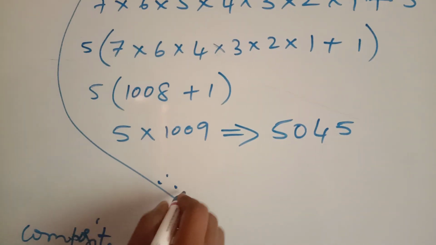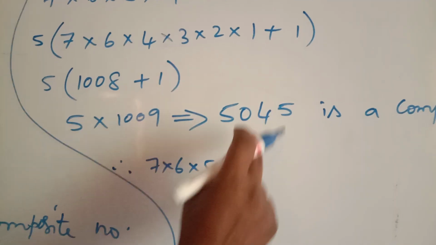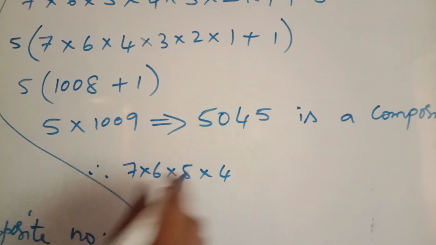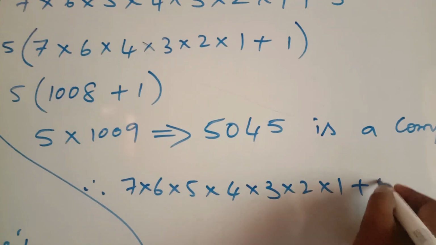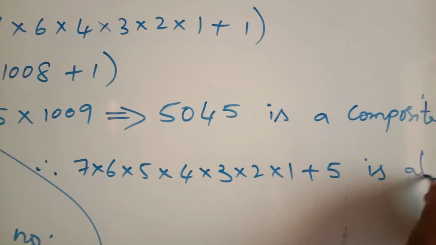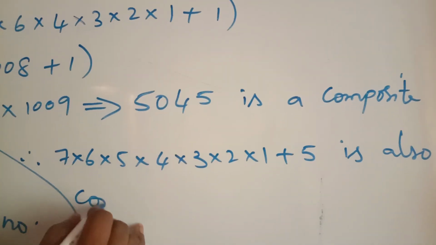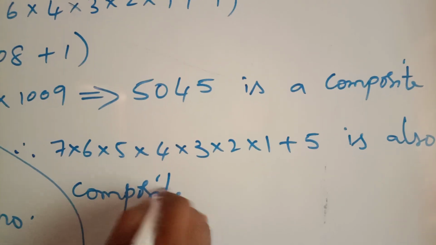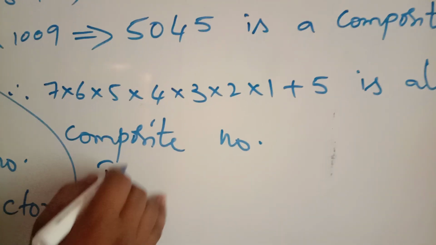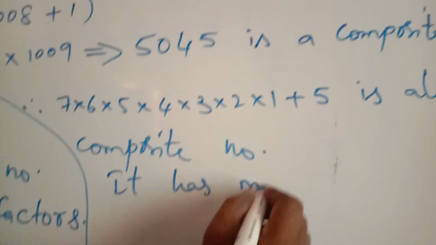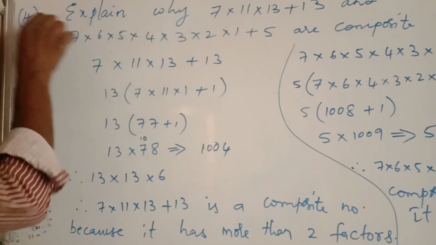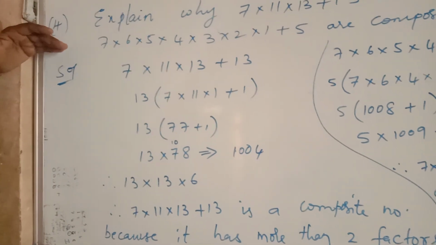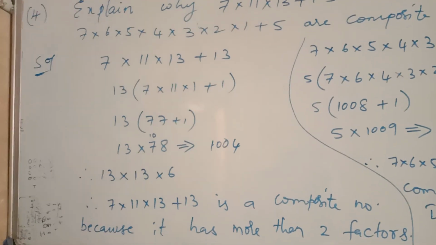Therefore 7 into 6 into 5 into 4 into 3 into 2 into 1 plus 5 is also a composite number because it has more than two factors. If you look at the next two problems, the fifth problem is similar to the fourth question, and the sixth question is also similar to the third question.